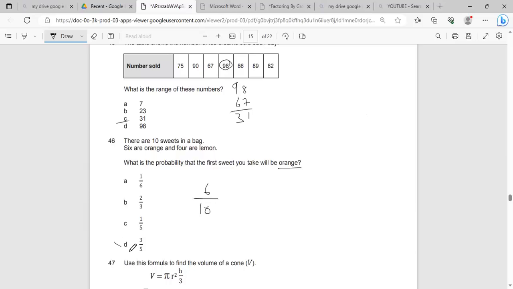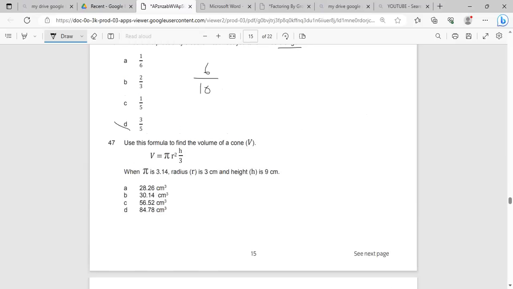works out to 3/5. Guys, if you don't see me rush, I have a class at 6 o'clock, I'm in the school.